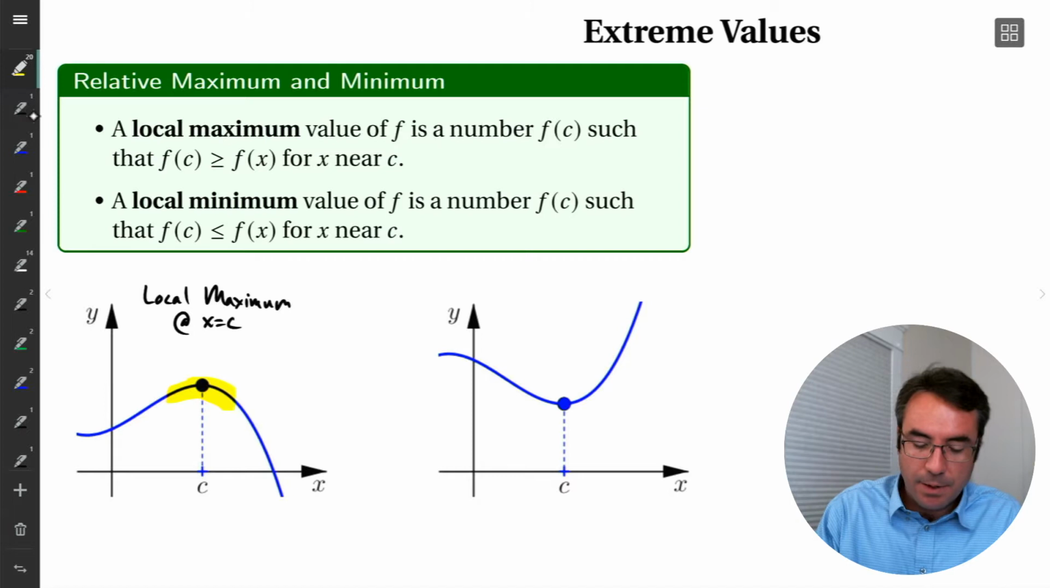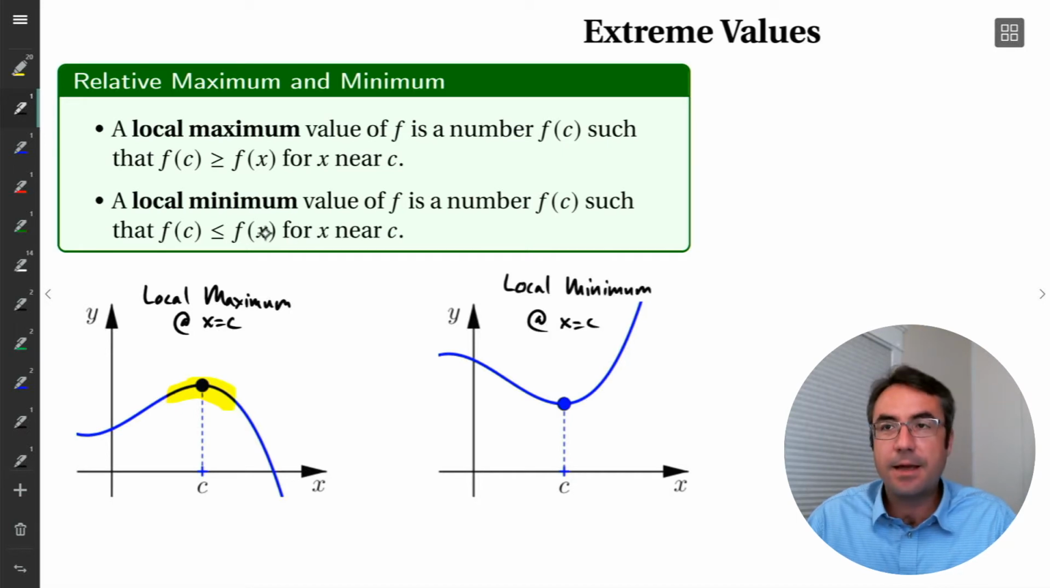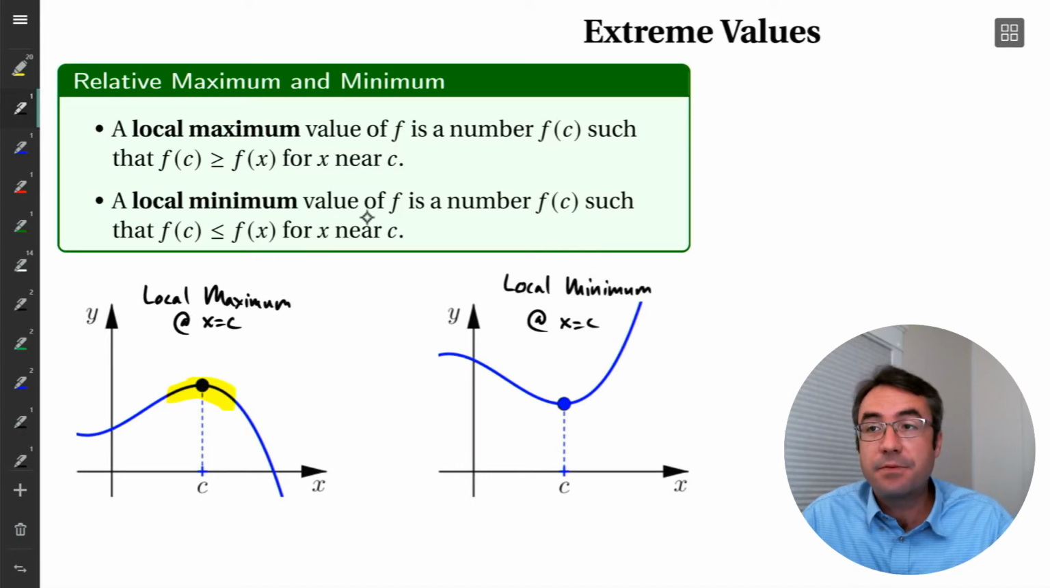Now what about a local minimum? Well, a local minimum, that's what we're seeing over here in the second graph. This one shows a local minimum at x equals c. And let's read through the definition. A local minimum value of function f is a number f of c such that f of c is less than or equal to f of x for all x near c.